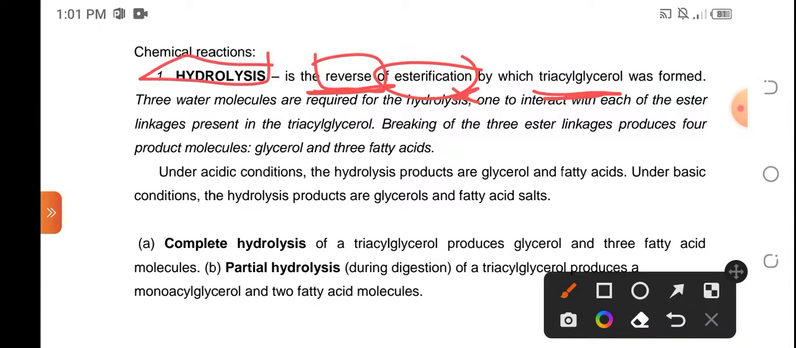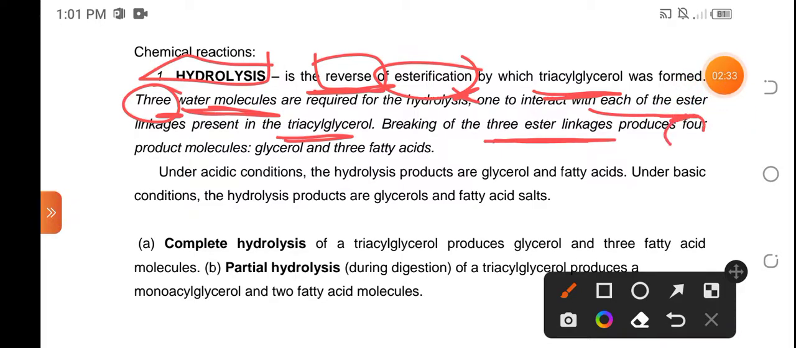When we say hydrolysis, you need water molecules. For this type, you need particularly 3 water molecules. Okay, so that each of these water molecules will interact with the ester linkage that is present in the triacylglycerol. And after hydrolysis, okay, you're going to break the 3 ester linkages, thus you are producing 4 products. And what are those products? The glycerol and the 3 fatty acids, which is originally the starting material for esterification. So, kabaligtaran lang niya. Okay?